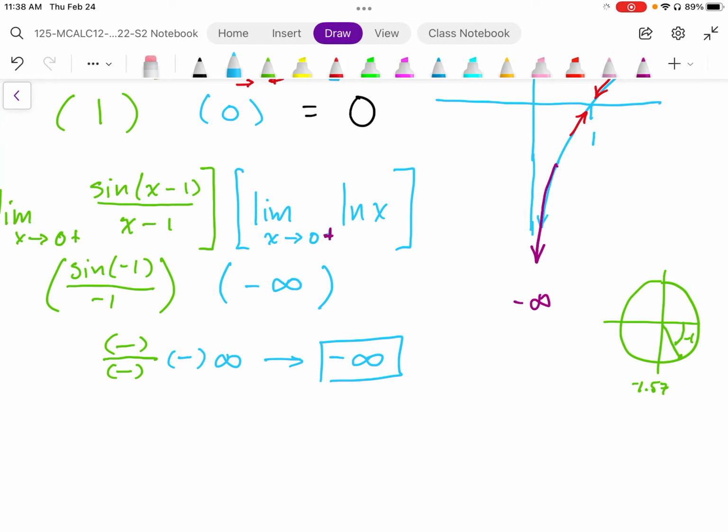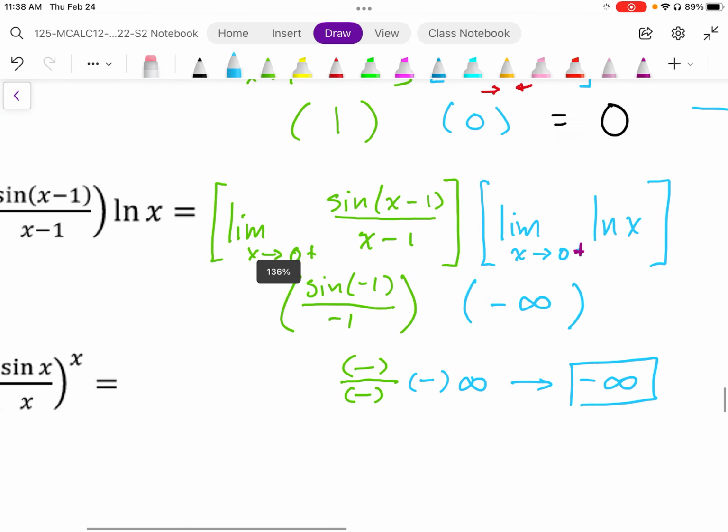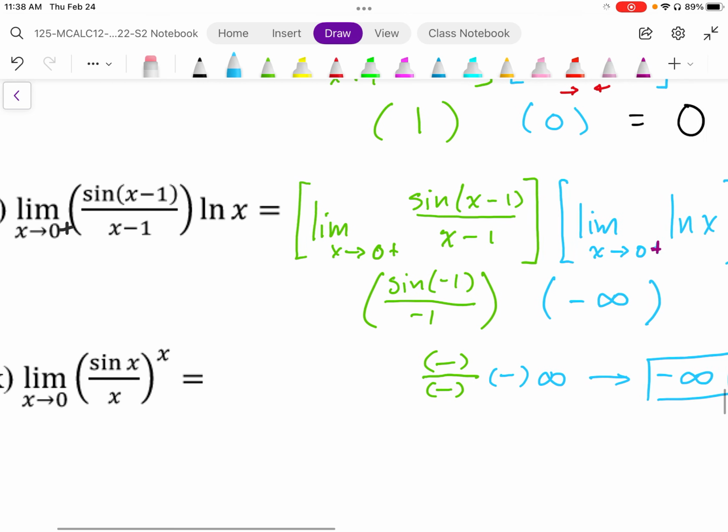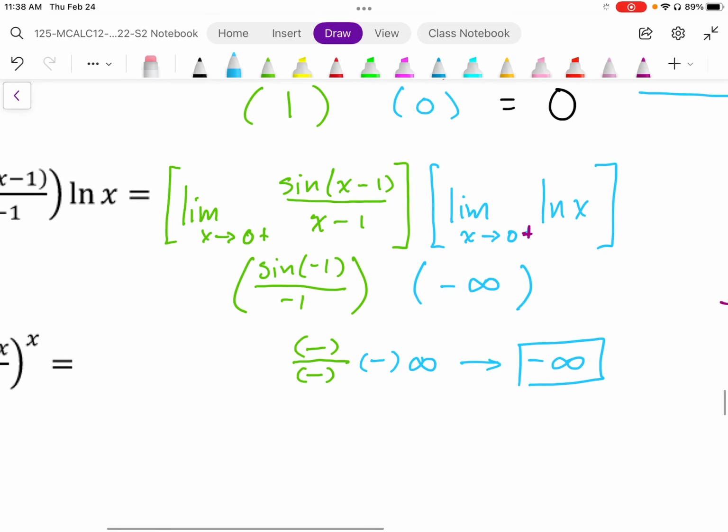Okay, so that is the final limit for this problem. As we go to 0 from the positive side, the limit of that expression is going to go to negative infinity. So it should dive down to negative infinity along an asymptote. Okay, and again, we can check this on our graph.